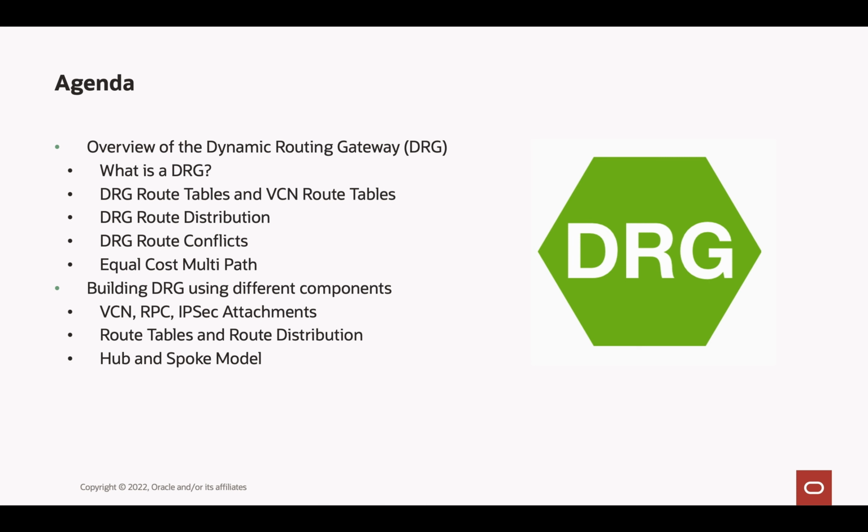Once we're done with that, we're going to build our DRG using the various components. We'll attach VCN, RPC, and IPSec attachments. We'll take a look at multiple route tables with multiple route distributions, and we'll implement a hub and spoke model.